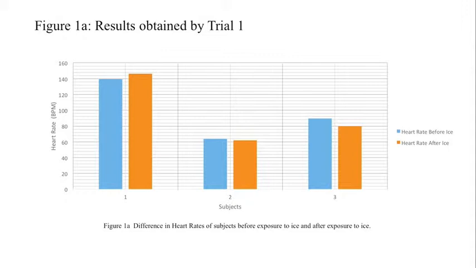Subject 1 was the control group, so it doesn't matter whether or not the heart rate increased or decreased because there were no changes made to their environment. Their hands were always at regular body temperature. Subjects 2 and 3 both experienced a decrease in heart rate after they were exposed to ice.